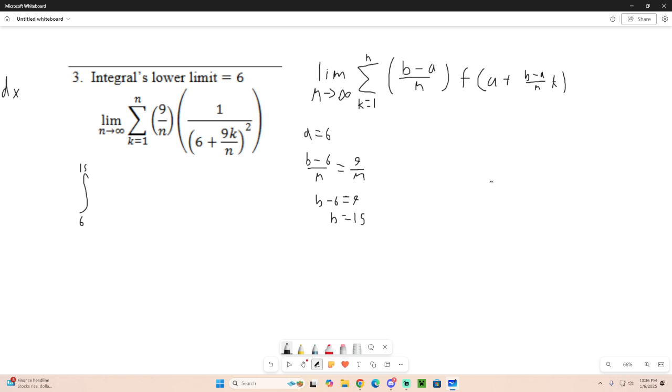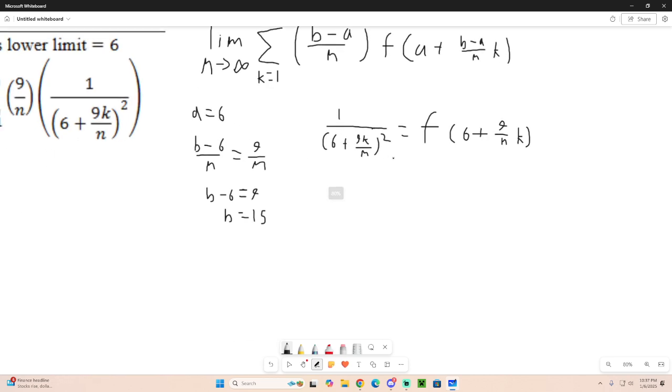Now the second part. 1 over 6 plus 9k over n squared. That's equal to f of a plus, I'm going to just do it right here. a is 6, so we have 6 plus 15 minus 6 is 9. So 9 over n k, right? That makes sense?